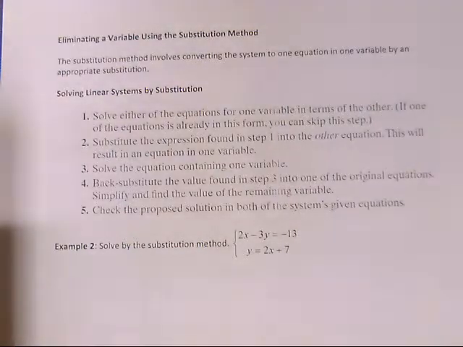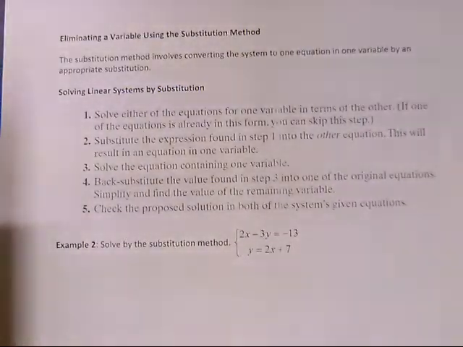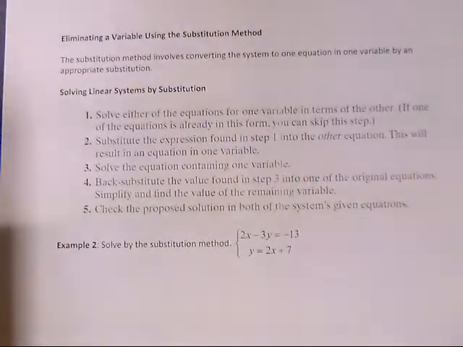Number one, you're going to solve either of the equations for one variable in terms of the other. That means you're either going to solve for x or solve for y. Now, if one of the equations is already solved for x or for y, you can skip that step. Step number 2 is to substitute the expression found in step 1 into the other equation. This will result in an equation in one variable. Number 3, solve the equation containing one variable. And then number 4, you're going to back substitute the value found in step 3 into one of the original equations, and then simplify and find the value of the remaining variable. And then finally, you'll check your proposed solution in both of the system's given equations.